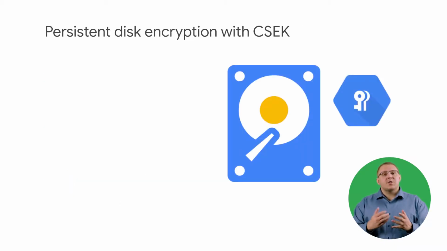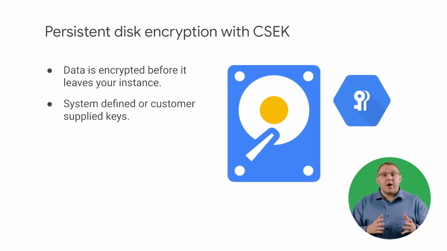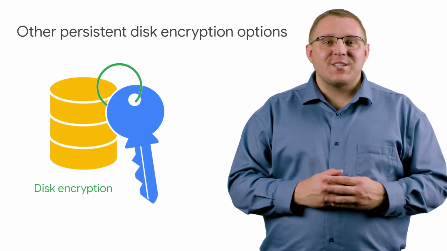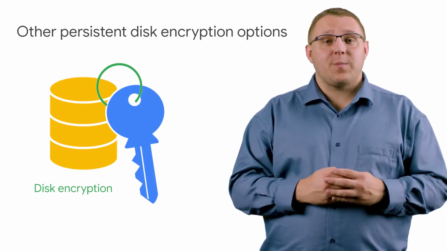Persistent disks, such as those backing virtual machines, can be encrypted with customer-supplied encryption keys. With customer-supplied encryption keys for persistent disks, the data is encrypted before it leaves your virtual machine. But even without CSEK or CMEK, your persistent disks are still encrypted with Google's default encryption. When a persistent disk is deleted, the keys are discarded, rendering the data irrecoverable by traditional means. For even more control over persistent disk encryption, you can create your own persistent disks and redundantly encrypt them.